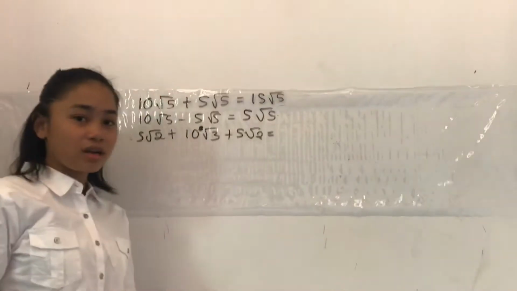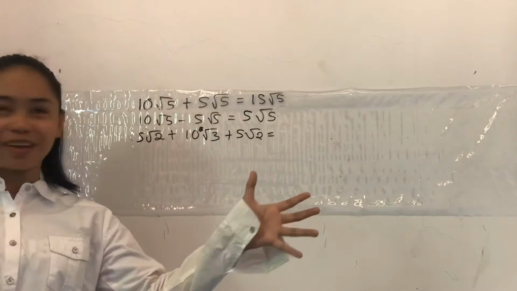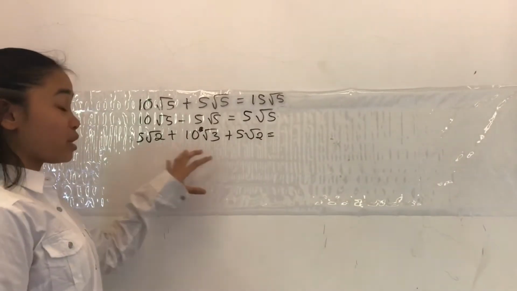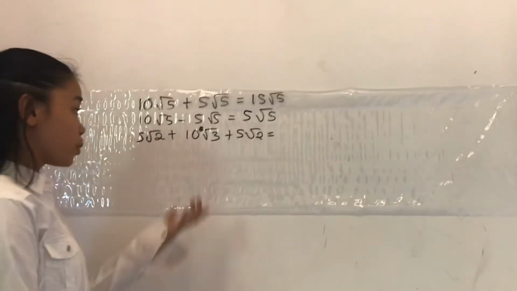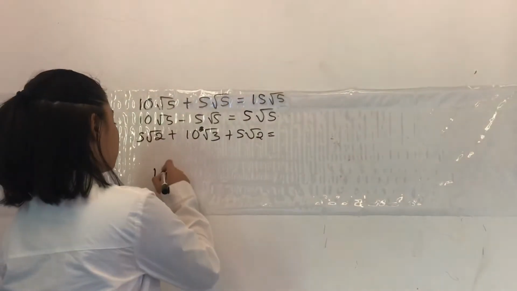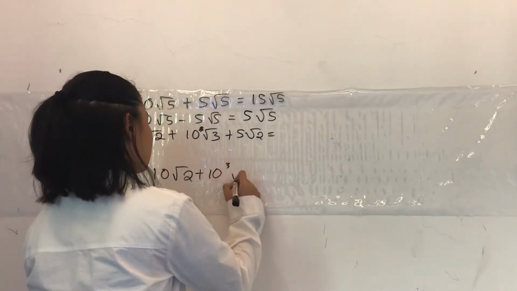Like I said earlier, if it is like that, you will add the two radicals that have the same index. You will leave the one with the different index. So it will be 10 with the square root of 2 plus 10 with the cube root of 3.